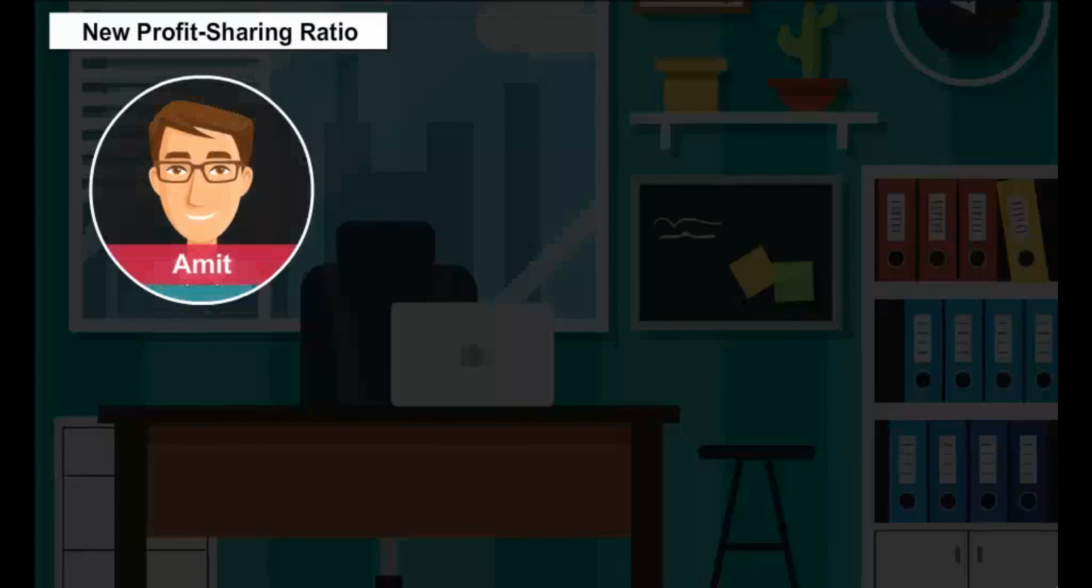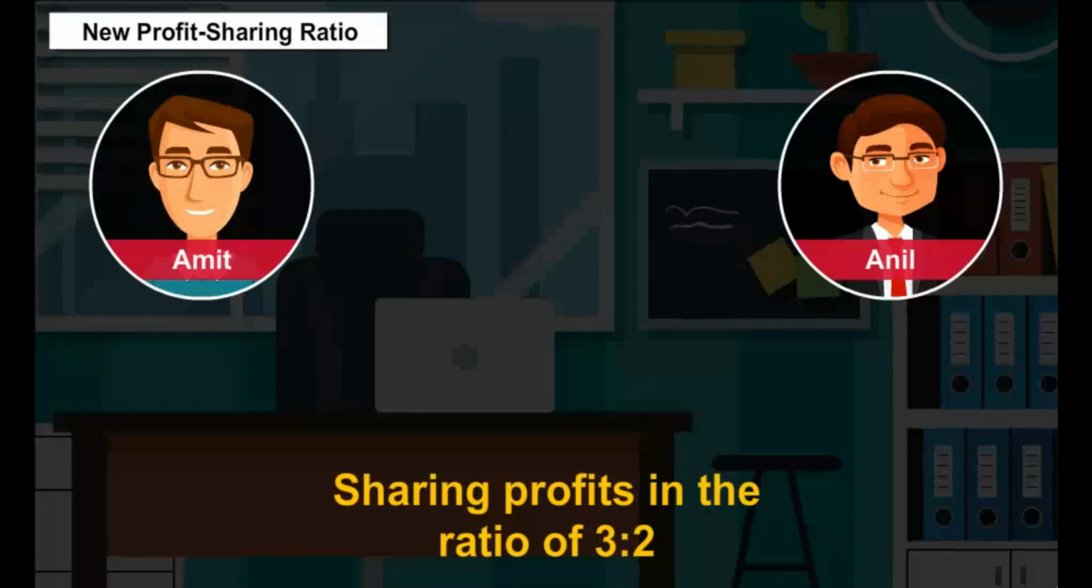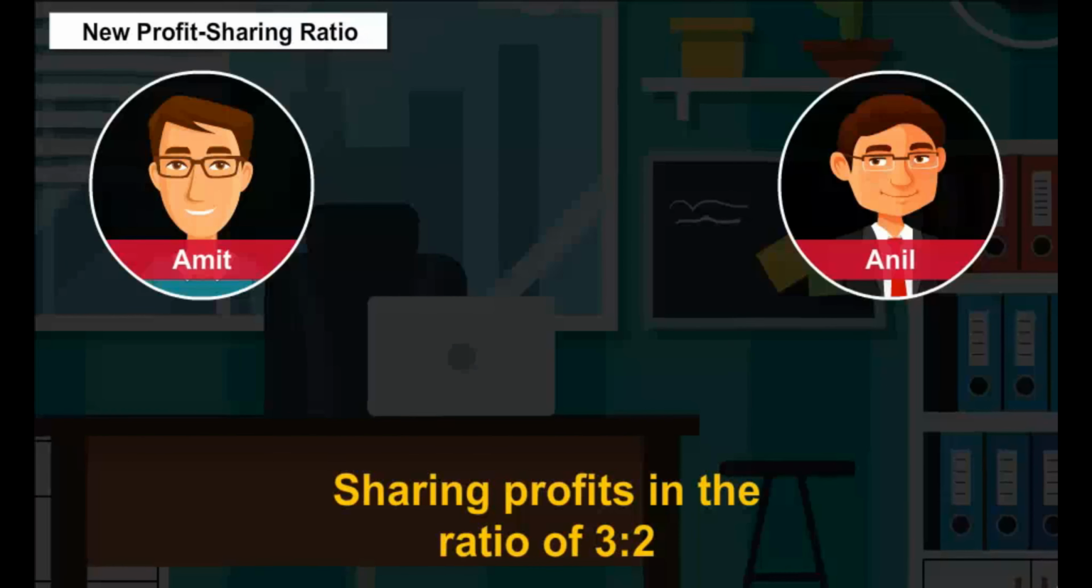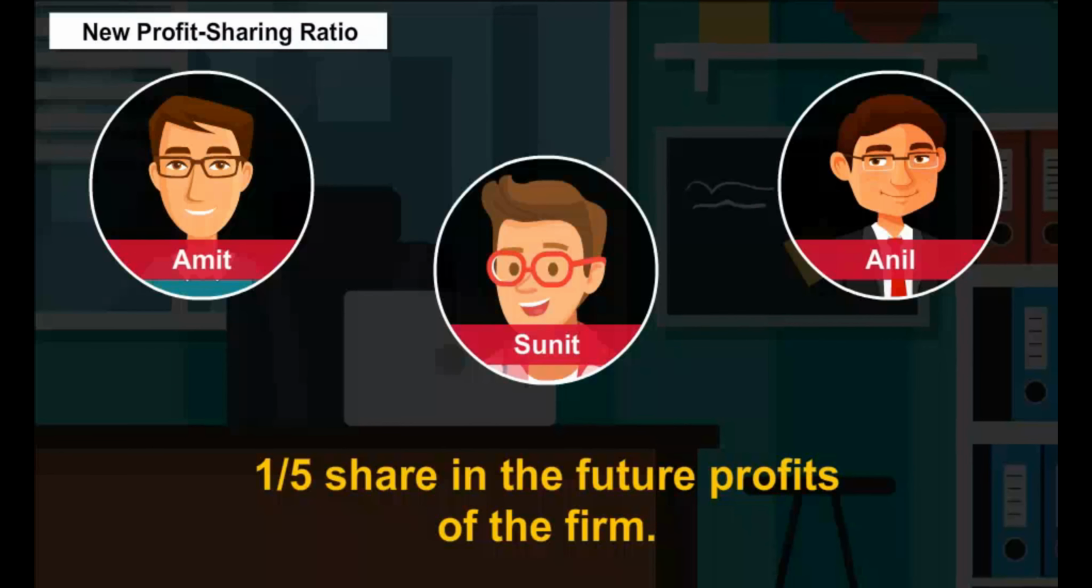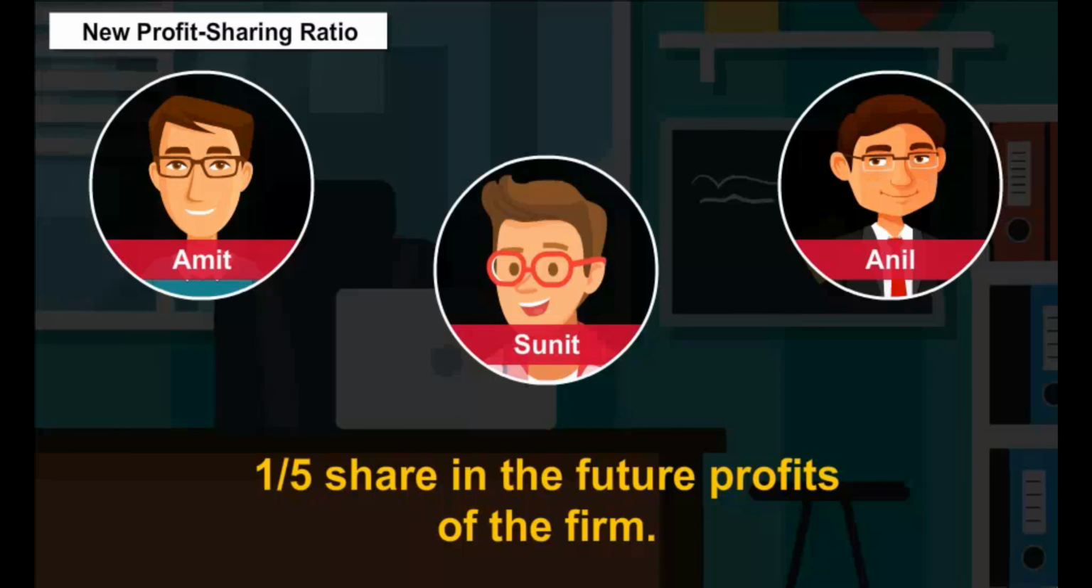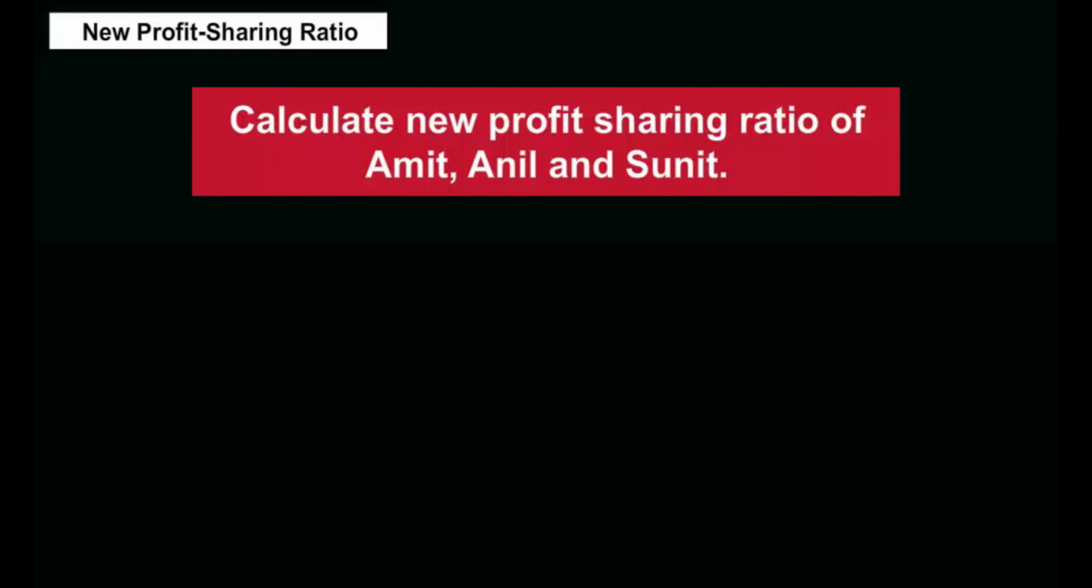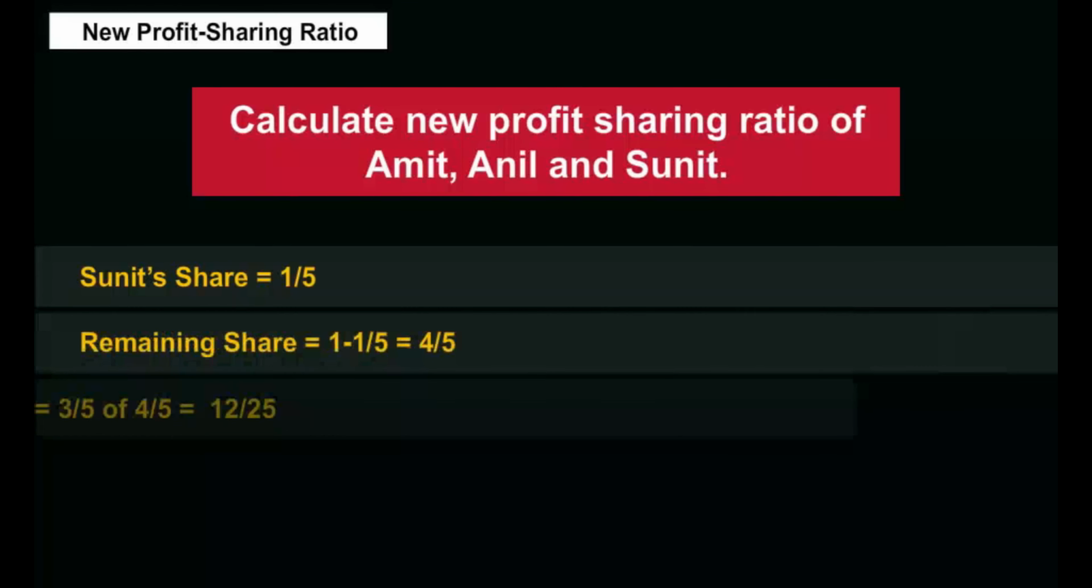For example, Amit and Anil are partners sharing profits in the ratio of 3:2. They admitted Suneet as a new partner for a 1/5 share in the future profits of the firm. Calculate the new profit sharing ratio of Amit, Anil and Suneet.